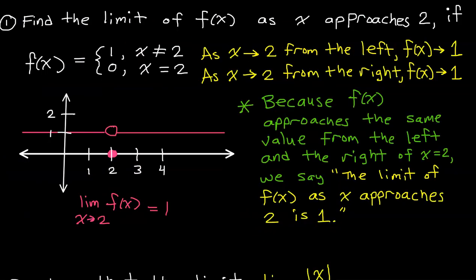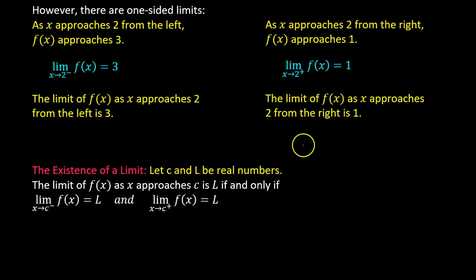In a previous video, we talked about the fact that a limit will only exist if the function approaches the same value from the left and from the right. In this example, as x approaches 2 from the left, the function approaches 1. As x approaches 2 from the right, the function approaches 1. It has to approach the same value from the left and right for the limit to exist. So now we can describe that same situation using our new fancy notation.